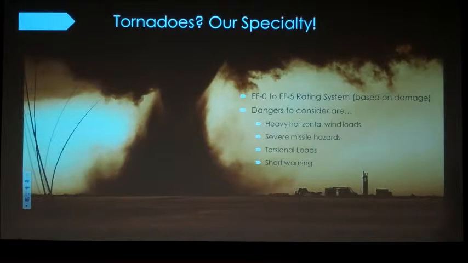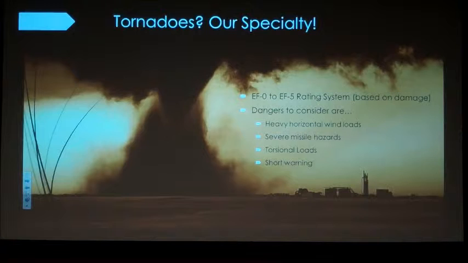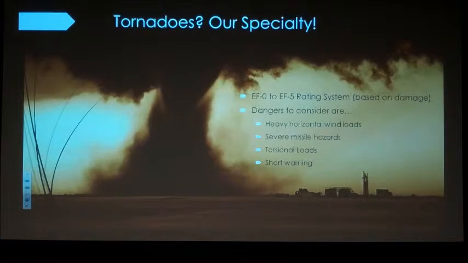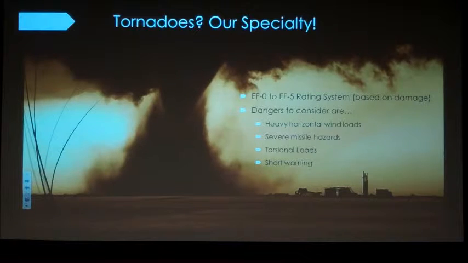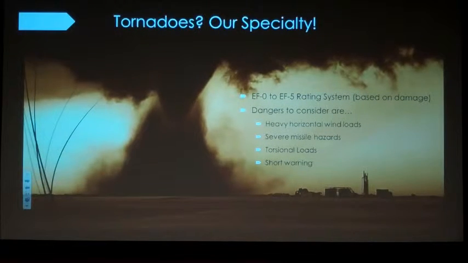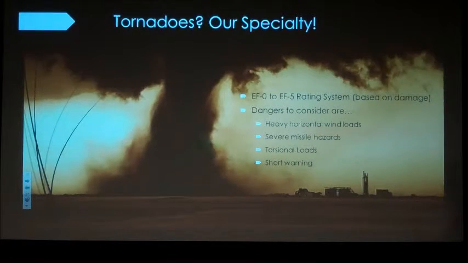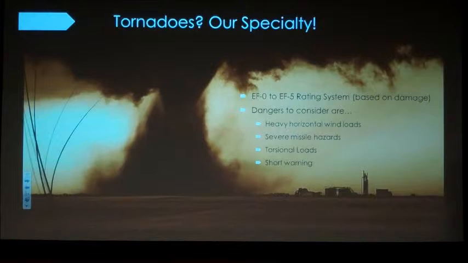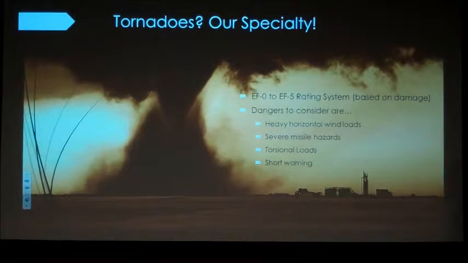So that's the difference between EF0 and EF5. The most common are EF0 and EF1, but EF2 and EF3 account for about 25% of the tornadoes that we have. You're dealing with 111 to 165 miles per hour when you're dealing with those kinds of tornadoes. And again, our rating is only to 90 miles per hour, so you can see what our code kind of does in those winds.